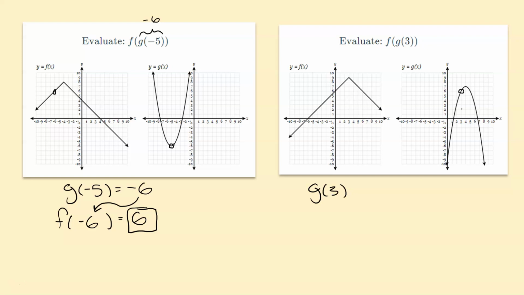That's where our function exists on x equals 3. So our output there is 6. So g of 3 equals 6, which means we're plugging 6 into f of x now. Our output for this function becomes our input for the outer function. So now we want to plug in 6 into f of x.